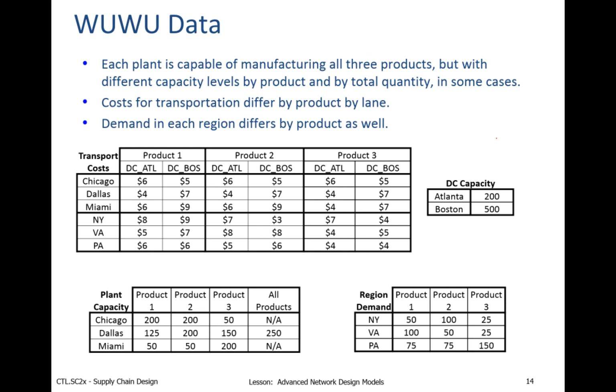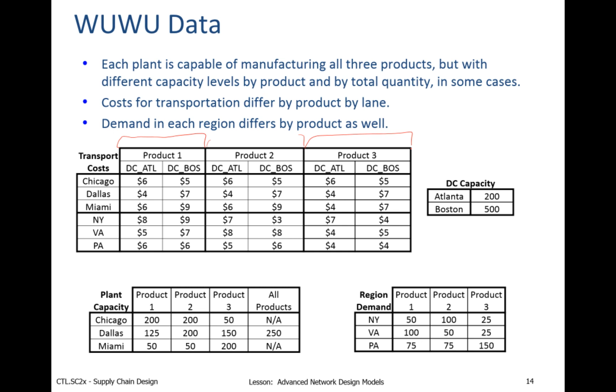So each plant is capable of manufacturing all the products. They have different capacity levels and different costs. The costs for transportation differ by lane as well as by product, and the demand differs. So what I have here in the top left chart is for each of the products, product 1, product 2, product 3, the cost of transportation.